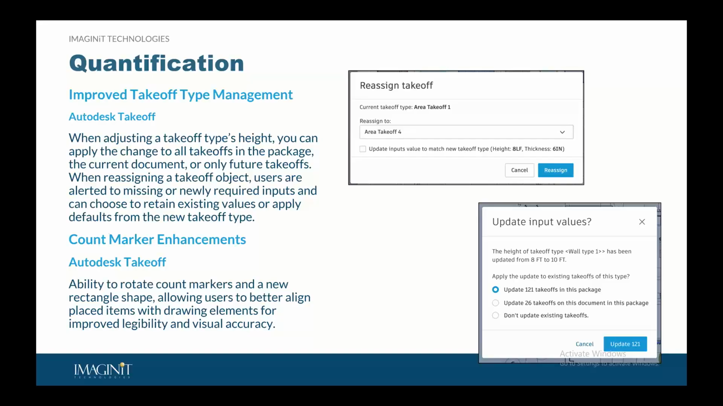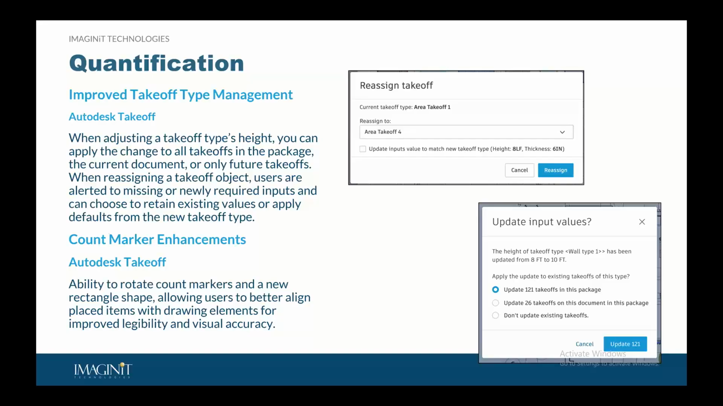So now when you adjust the height of a takeoff type, you're going to see a prompt asking whether or not you want to apply that change to all of your existing takeoffs that exist in that specific takeoff package, or just the current document that you're looking at, or only takeoffs that you're doing in the future. And what this is going to do is give you more precise control over how adjustments are applied.